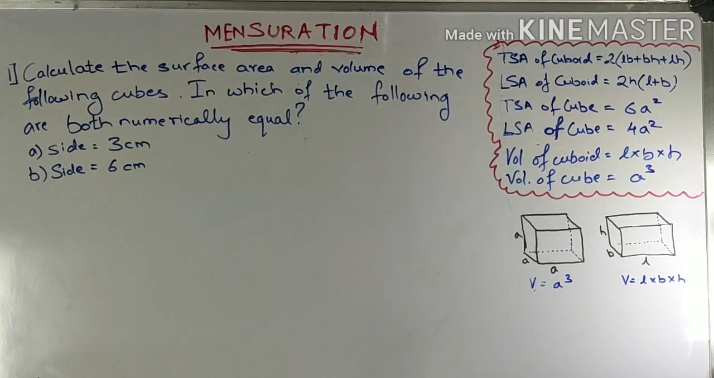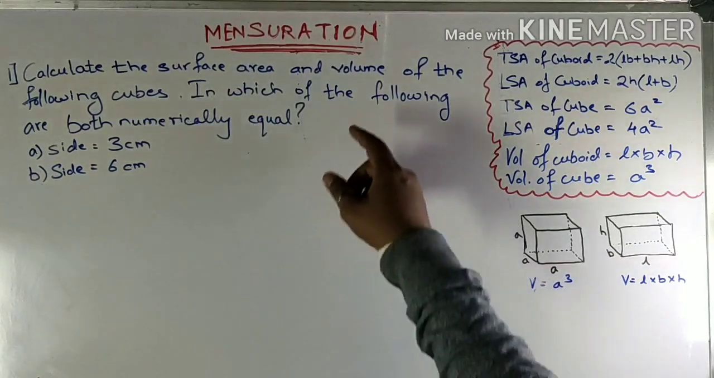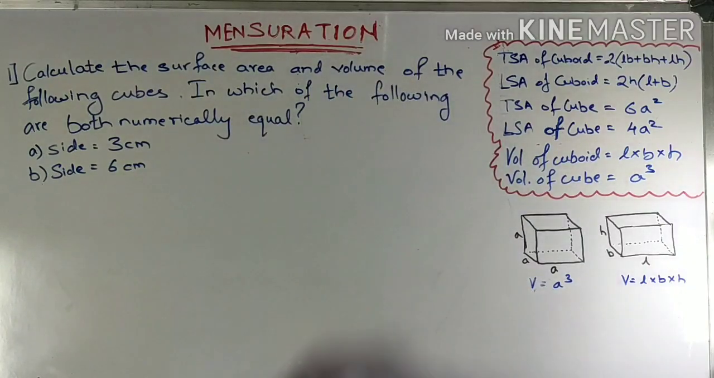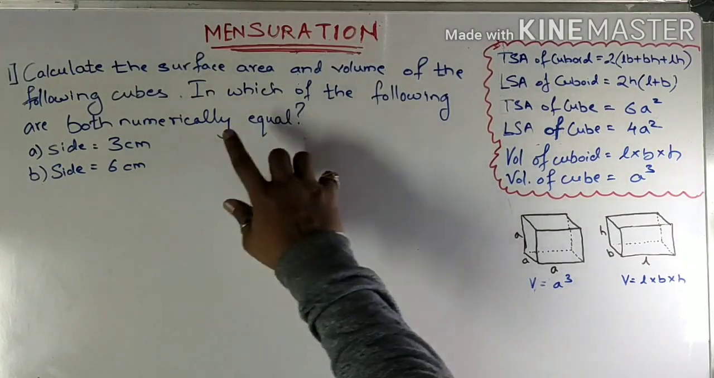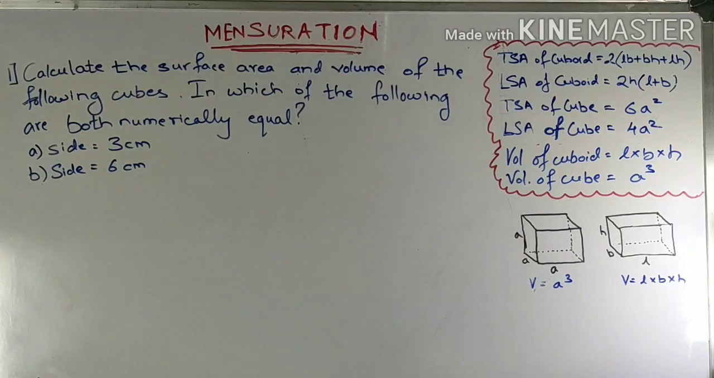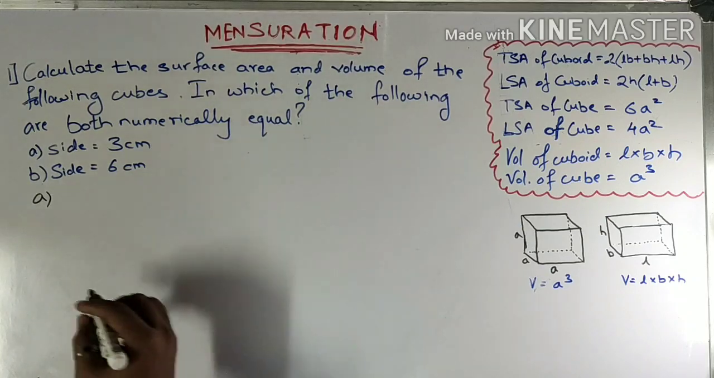Calculate the surface area and volume of the following cubes. In which of the following are both numerically equal? So the question says we are supposed to first find the total surface area of the cubes given with these dimensions, and the volume also of the same, and in which of these two, that is surface area and volume, are the same. So let's start with the first problem, that is the cube with side 3 cm.